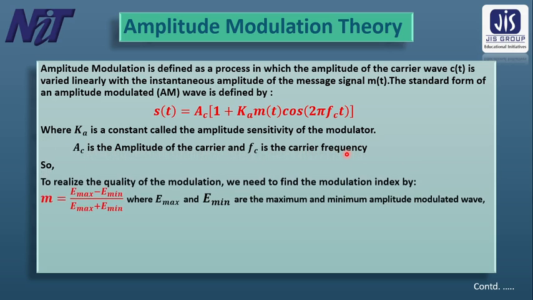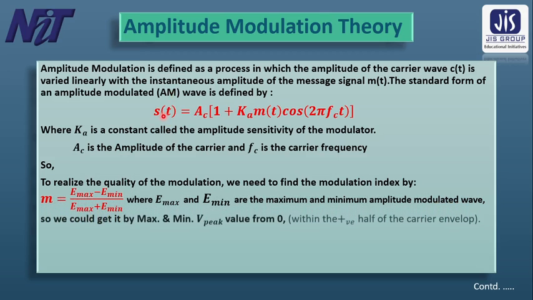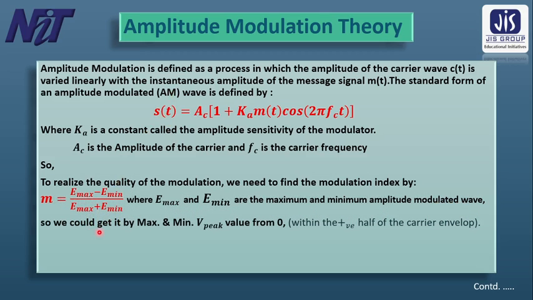So to realize the quality of this modulation, we need to find the modulation index, expressed by m, which will be given as Emax minus Emin divided by Emax plus Emin, where Emax and Emin are the maximum and minimum amplitude of the modulated wave. So we could get it by the maximum and minimum V peak value from the 0 axis.